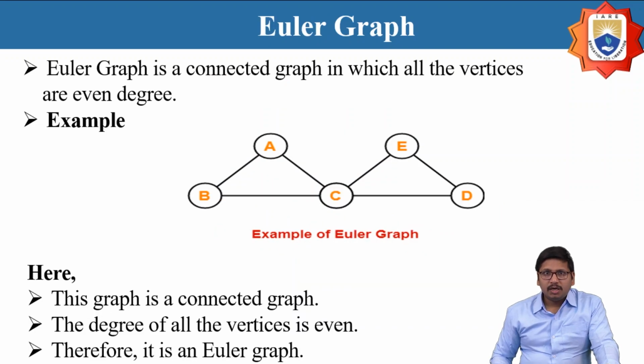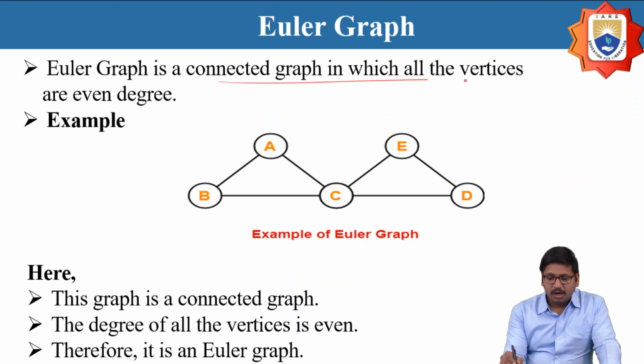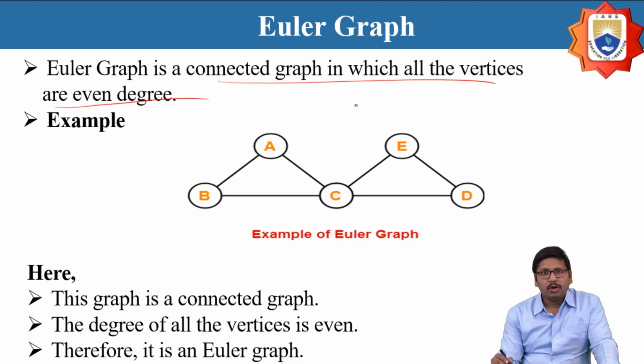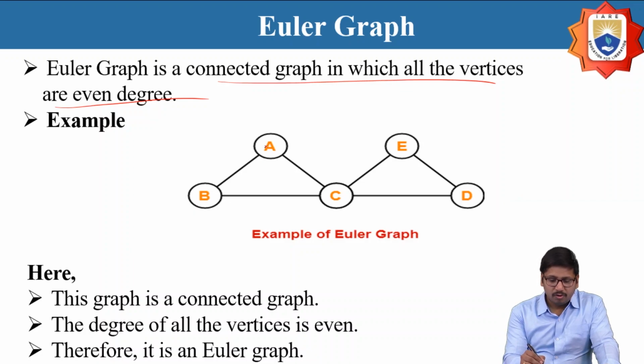And next one is Euler graph. So Euler graph is a connected graph in which all the vertices are going to have an even degree. So for example, if I'm going to have a graph like this, in which all the vertices are connected at the same time, the degree of all the vertices is also even. So the degree of this vertex is 2, here also 2. The number of edges that are connected to the vertex is nothing but the degree here. So here there are two edges that are connected, that's why it should be 2.